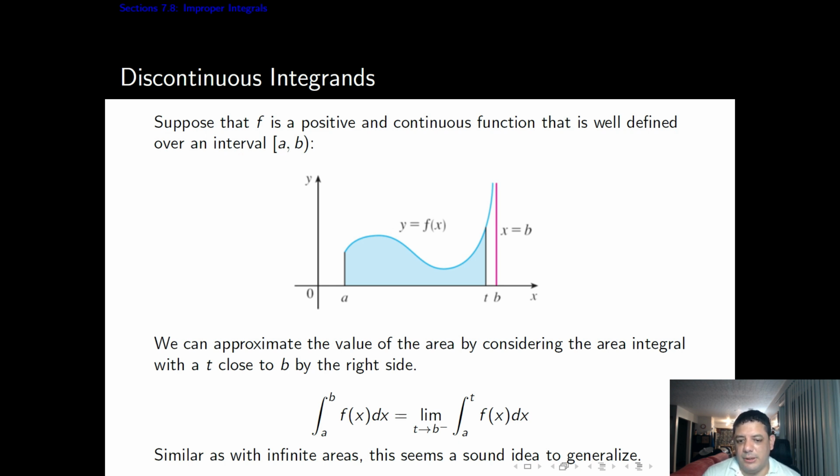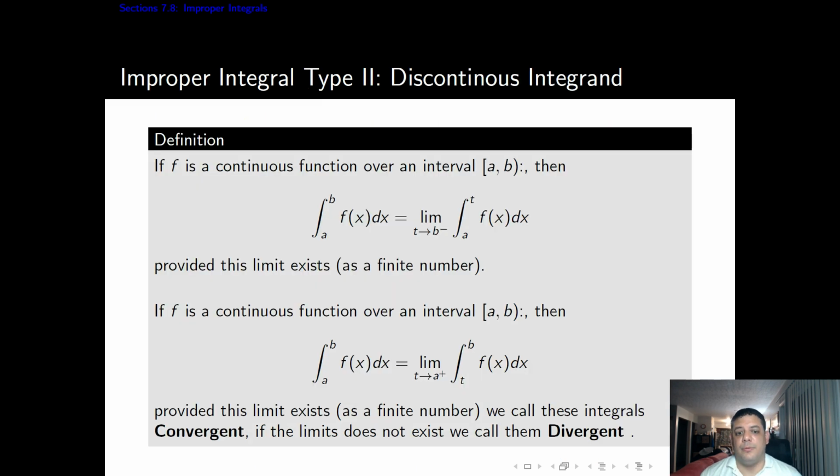And so what we're doing is we're calculating this area up to the point t, and then we're going to take the limit when t goes to b, so we can approximate the whole area in the improper integral. Similar to the infinite area, we look at this as a sound idea, and then we can generalize this overall for any of the two edges.